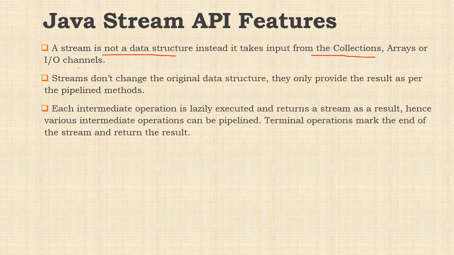Each intermediate operation is lazily executed and returns a stream as a result. Hence, various intermediate operations can be pipelined. Terminal operation marks the end of the stream and returns the result. So we use intermediate operations to perform the various operations, and a terminal method to collect the result.